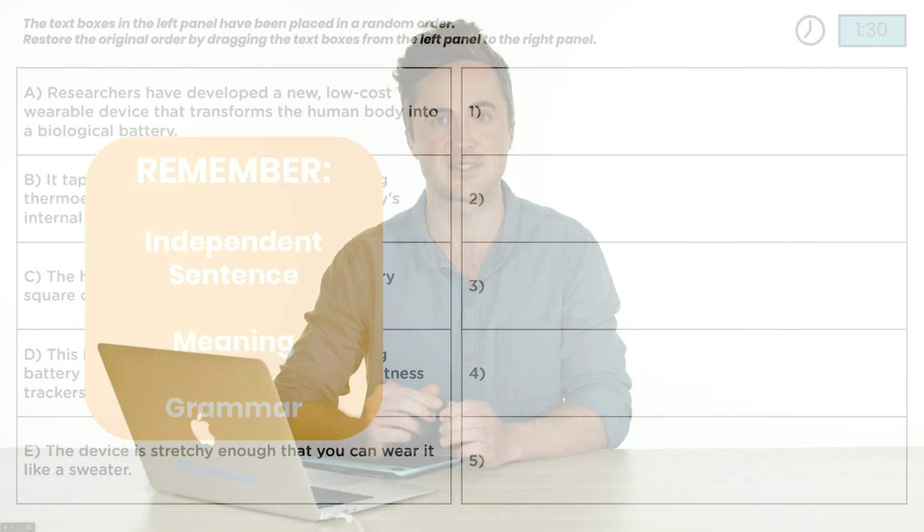So in this one, a predicted topic that you might read about or hear about is technology. So let's get stuck into it. We'll start with reorder paragraphs.